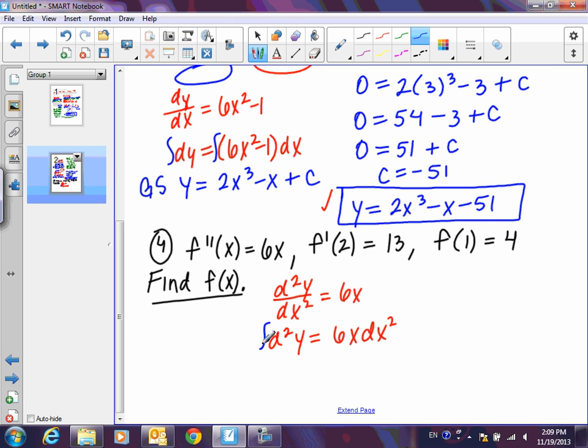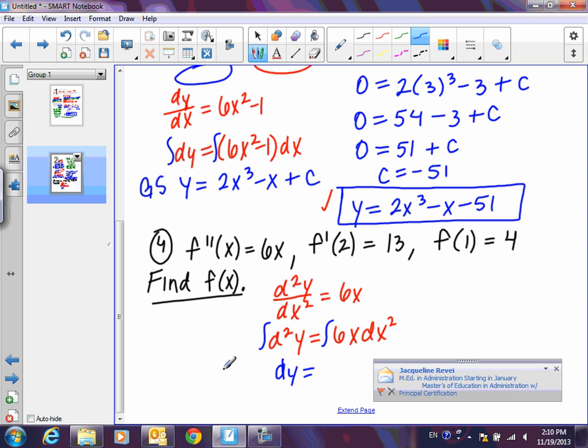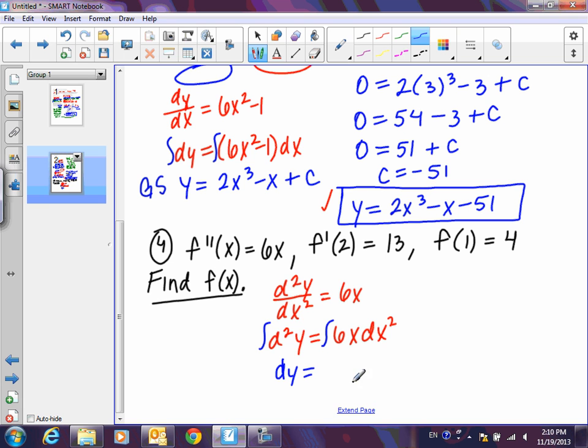We haven't done this yet, but it's actually pretty easy. When you integrate d squared y, you're left with just dy. You can almost think of it as the integrating took away one of the d's.